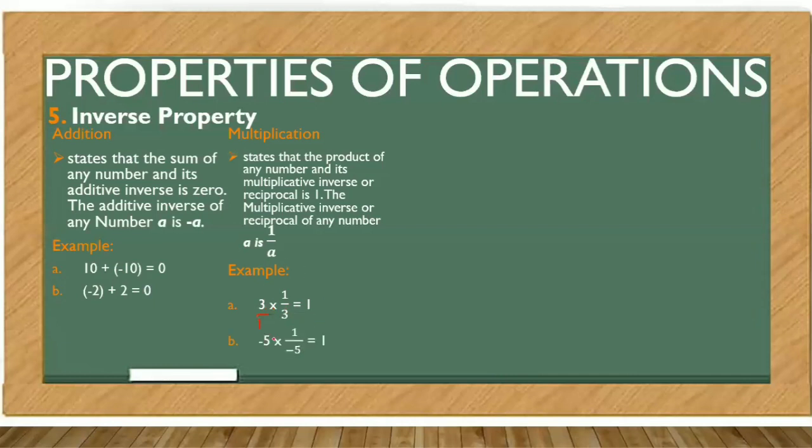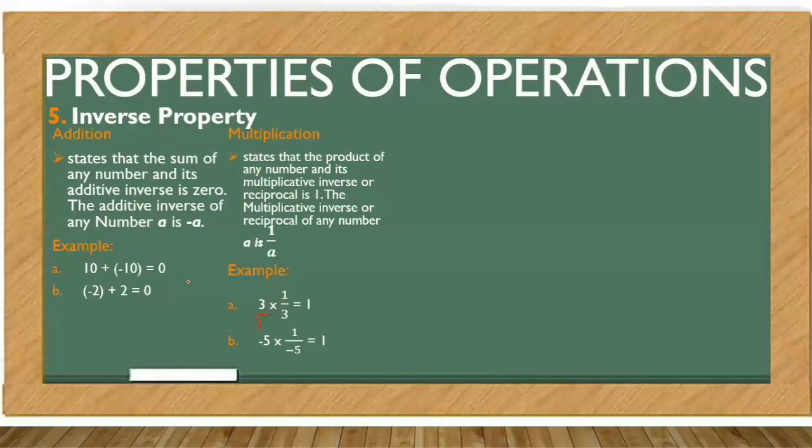Another example, we have negative 5. So, ang kanyang inverse is 1 over negative 5. So, the answer is 1. Alright? Pag inverse property, pag addition, ang sagot lagi ay 0. Pagka multiplication naman, pag nakita nyo yung kanyang reciprocal o yung kabaliktaran niya, ang laging sagot is 1, automatically siya ay inverse property.